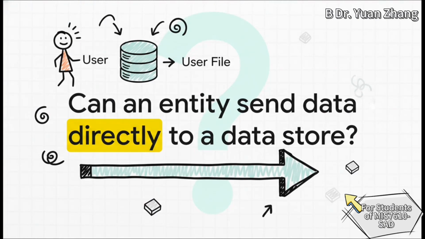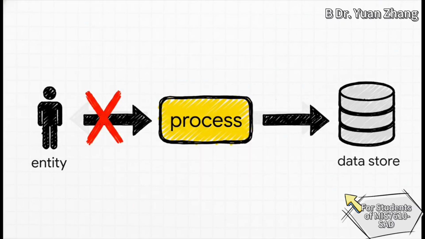So here's a classic one. Imagine a user wants to add their information directly into a database. In your diagram, is it okay to draw an arrow from the user entity straight to the user file data store? What do you think? Absolutely not. No way. This is what we call an illegal data flow. And here's the crucial point to remember. An entity can't just change data on its own. It needs a process to act as the go-between. So the user sends their information to a process, maybe it's called update profile, and that process is the one that does the work of writing the info into the data store.